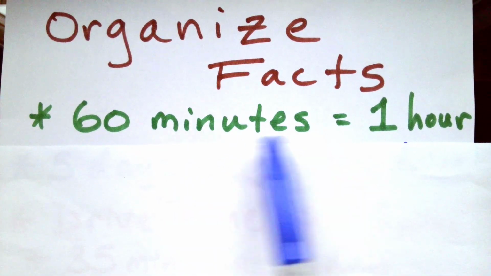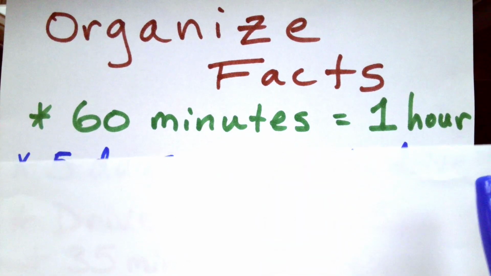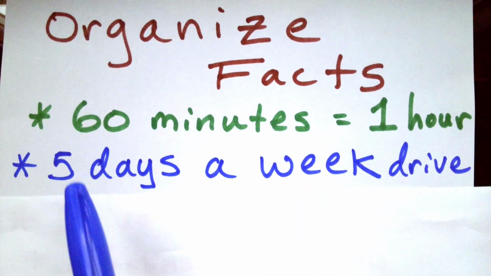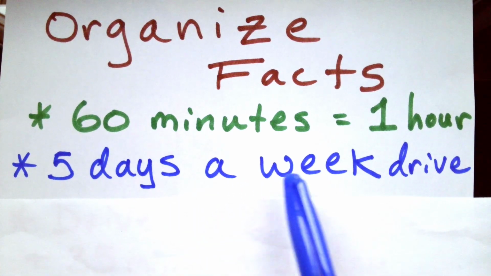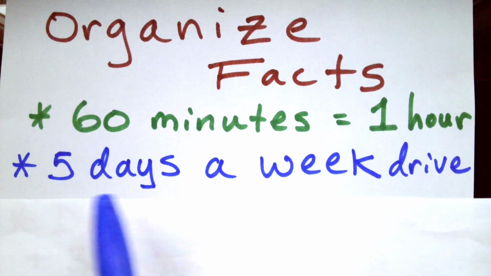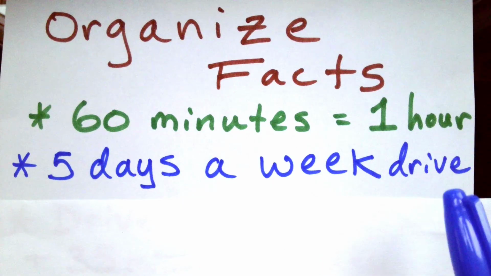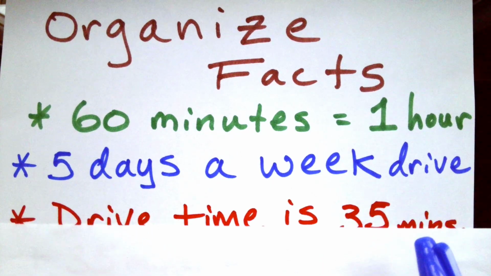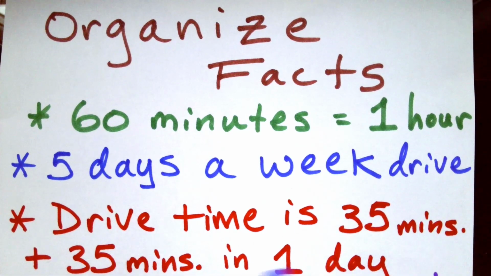We know that 60 minutes equals 1 hour. It's something we need to know. We also know that there are 5 driving days in a week, right? You drive to and from work typically on average 5 days a week. That was given in the actual problem. And the drive time is 35 minutes one way, 35 minutes the other way in one day.